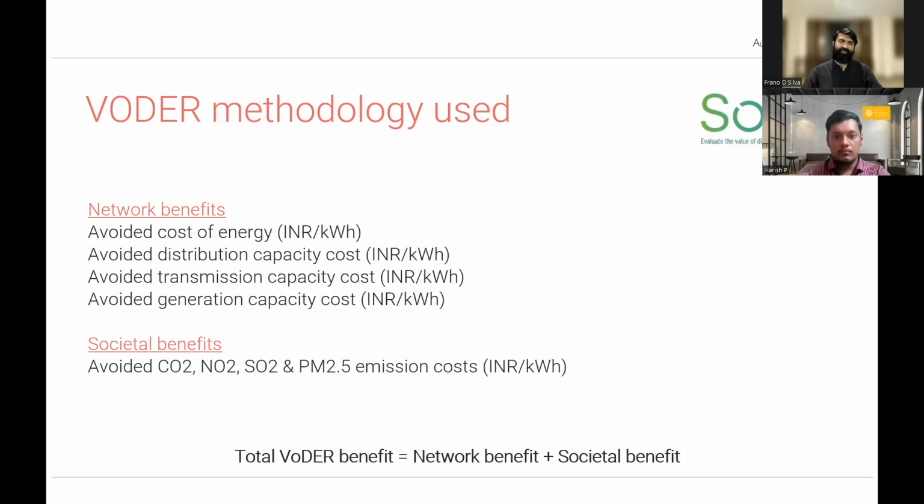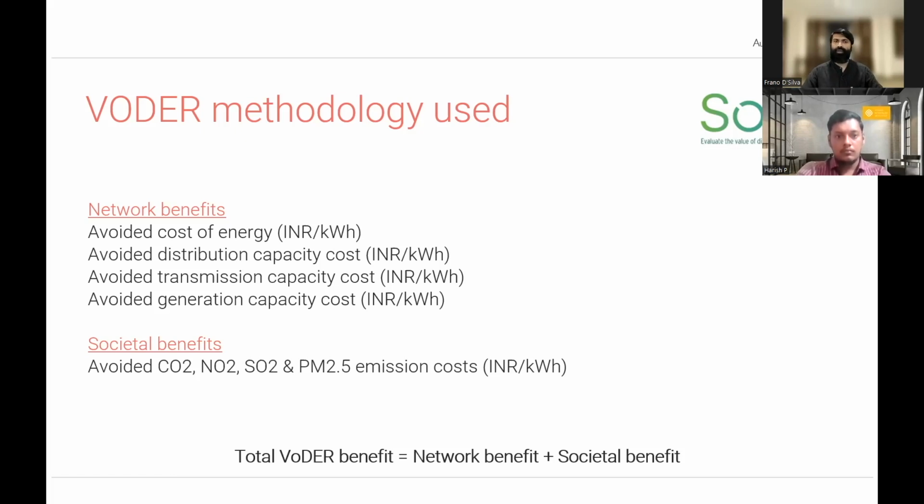Under the network benefits, we have 4 categories that determine the network benefits. We term them avoided cost of energy, avoided distribution capacity cost, avoided transmission capacity cost, and avoided generation capacity cost. While for societal benefits, we assume that integrating the distributed energy resource locally in the distribution network will lead to lower pollution by contracting less energy and capacity from the generation, assuming it is a thermal plant.